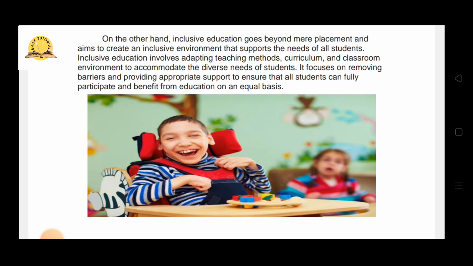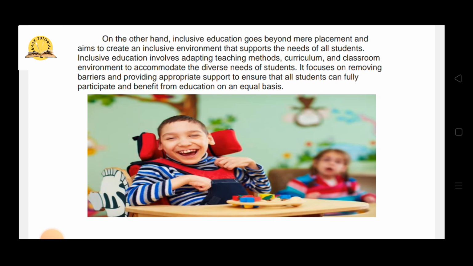So inclusive education involves adapting teaching methods. See, inclusive education is more wide, right? So inclusive education involves adapting teaching methods. The teacher should adapt different strategies, try different approaches, right? Then different types of teaching aids should be brought, a different curriculum should be framed, and the classroom environment should accommodate the diverse needs of the students.